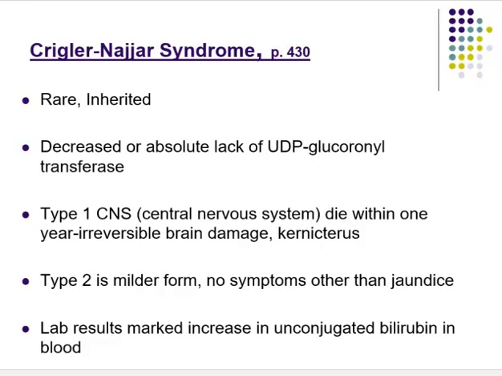Next up is Crigler-Najjar syndrome. This is a rare condition. It is inherited. You have a decreased or an absolute lack of the UDP glucuronyl transferase. Patients with type 1, the central nervous system type, die within 1 year because of irreversible brain damage and kernicterus. Type 2 is a milder form. You have no symptoms other than jaundice. In lab results, you will see a marked increase in unconjugated bilirubin in blood results.